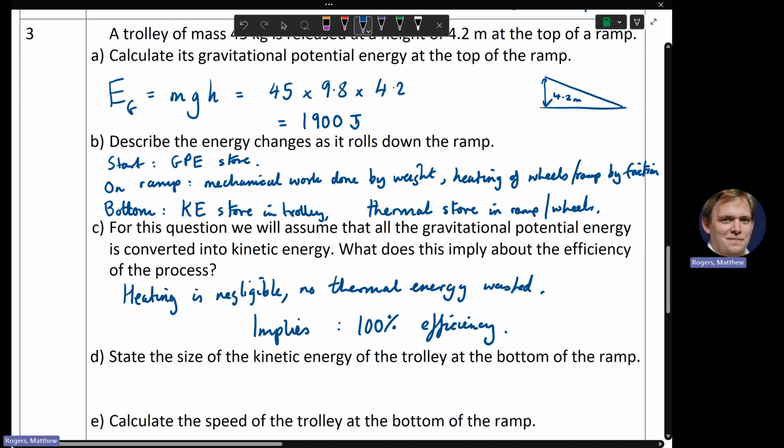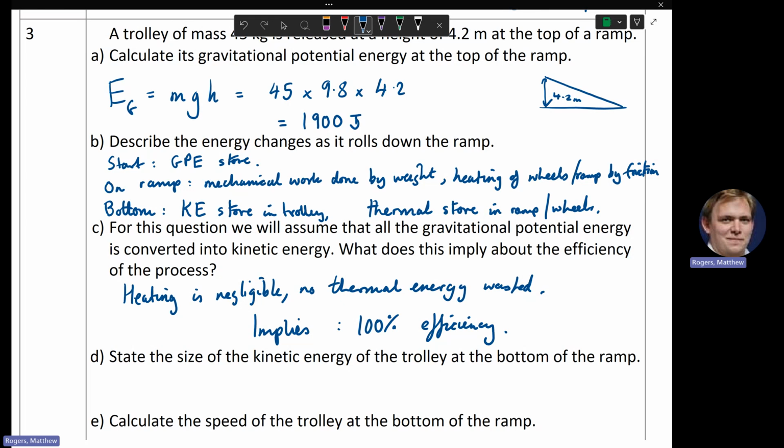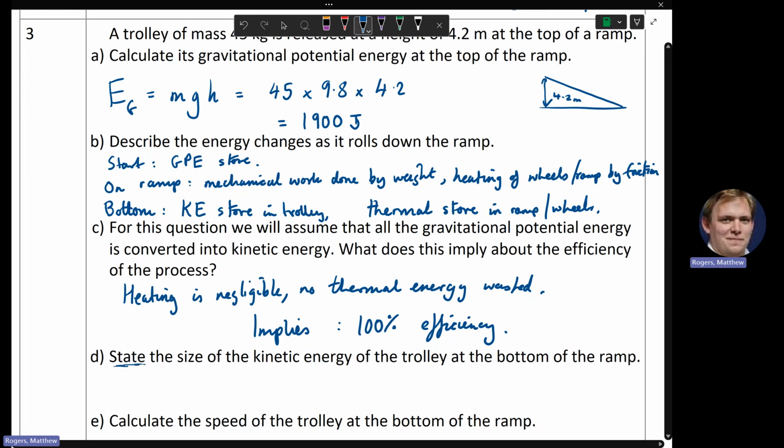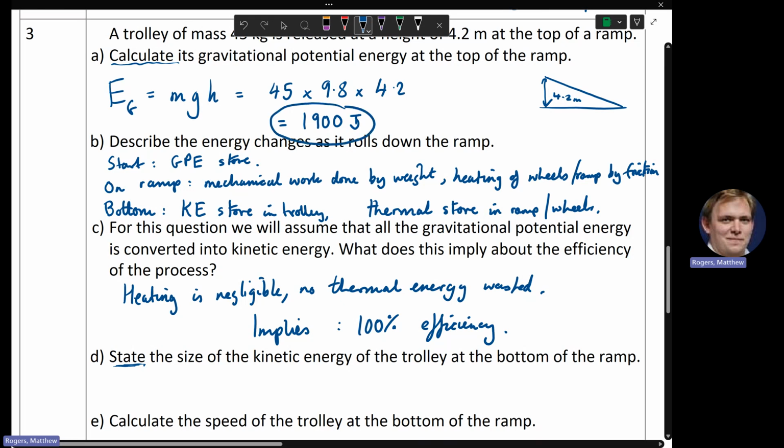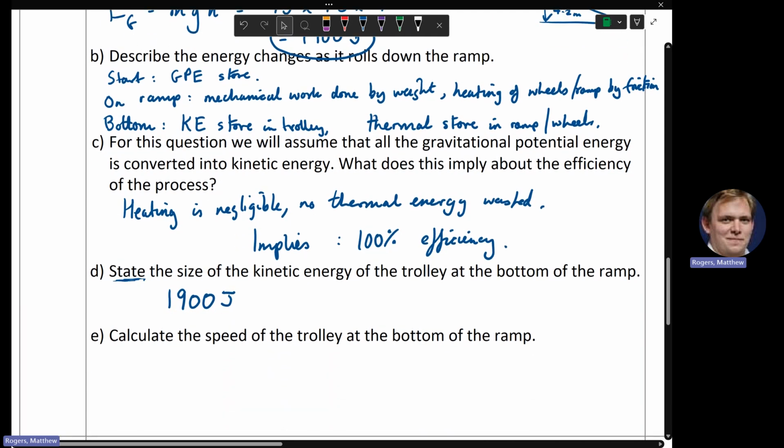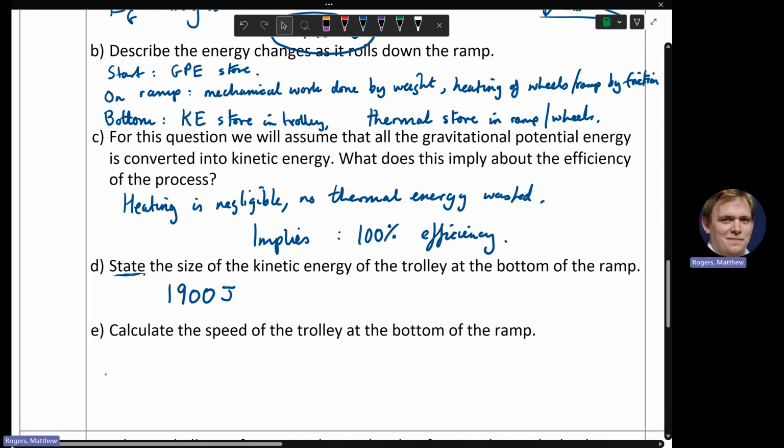D, state the size of the kinetic energy of the trolley at the bottom of the ramp. Whenever we see the word state in physics, it's different to seeing the word calculate like we did earlier on. State means you already know the answer. You've written the answer down somewhere already, or the answer is a really obvious number like 0. It's not 0 here. When it gets to the bottom of the ramp, all of the gravitational potential energy it had has been turned so that it's all kinetic energy. So we can state without doing any working out that the energy when it gets to the bottom of the ramp is 1,900 joules.